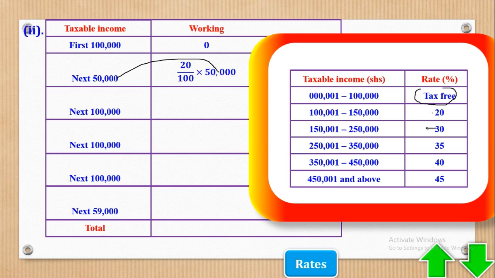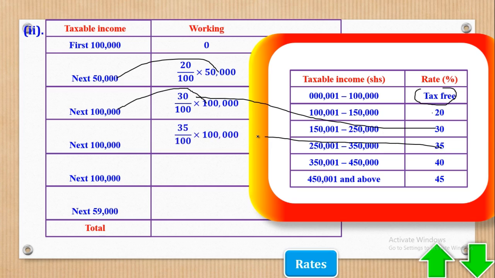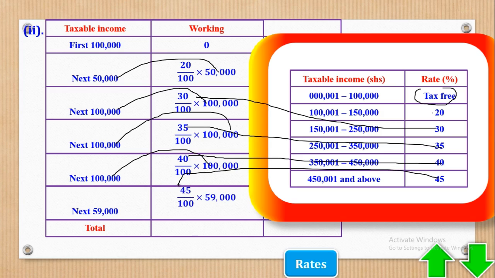The next is 30, so it will be 30 over 100 times 100,000 shillings. The next is 35, so 35 over 100 times 100,000 shillings. The next is 40, so 40 over 100 times 100,000 shillings. And next is 45, so it will be 45 over 100 times 59,000 shillings.